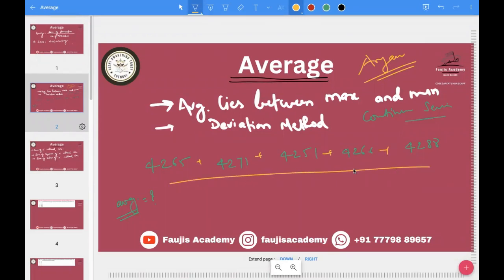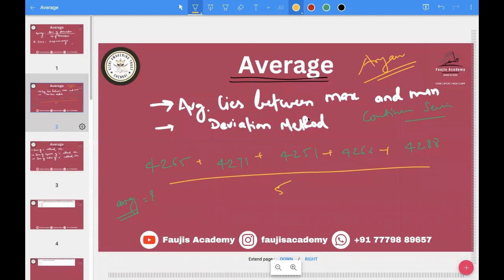Divide by how many terms there are: 1, 2, 3, 4, 5. So Aryan, is this method right or wrong? It's right, sir. I'm coming to your doubt, buddy. If you know the other method, can you please come to the front and tell the class? Sir, I don't know, that's why I asked the question. Okay, no worries.